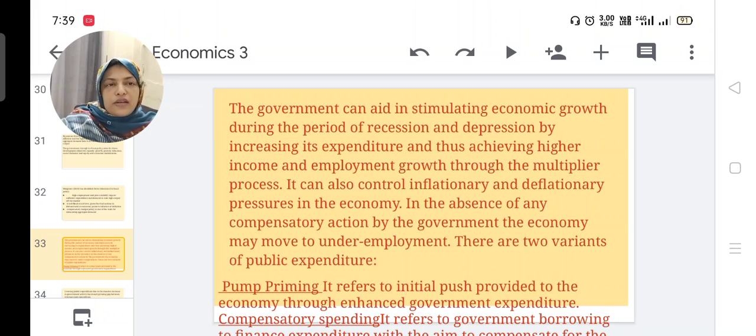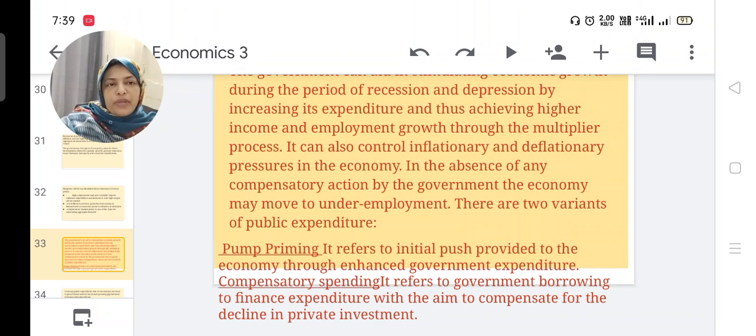It can also control inflationary and deflationary pressure in the economy. In the absence of any compensatory action by the government, the economy may move to underemployment. There are two variations of public expenditure.